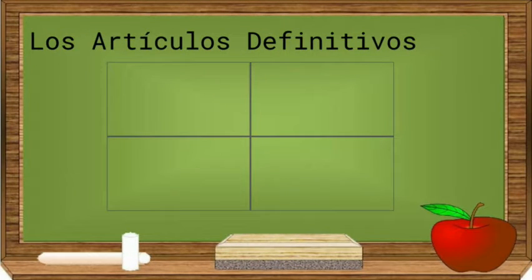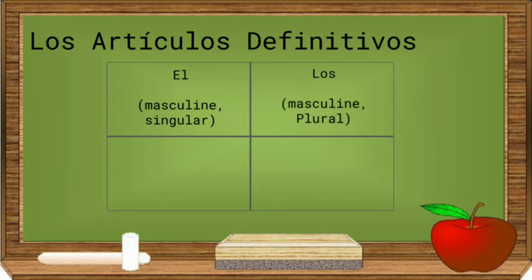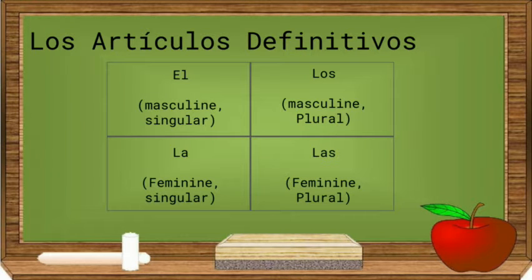Vamos a empezar con los artículos definitivos. We're going to start with the definite articles. The first one is el, which is the masculine singular form. Singular means one, and masculine is the gender. As I said, you'll understand what that means soon enough. Just hang in there. Los is the masculine plural form. Plural means many. La is the feminine singular, and then las are the feminine plural.